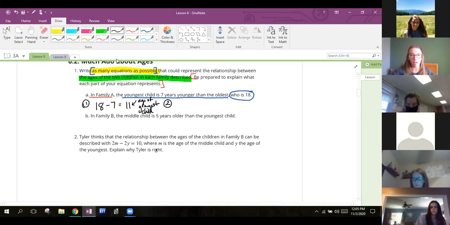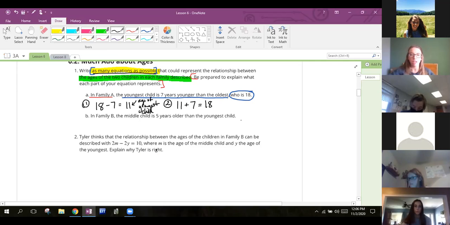What's another way we could write that? Because it wants to know as many equations as possible. You could do 11 plus 7 equals 18. Okay, we could do 11, which we said is the age of the youngest, plus their 7-year difference is going to tell us the age of the oldest child. Good.